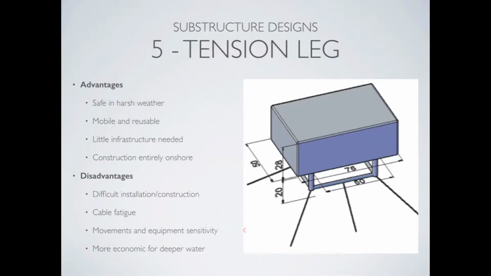The tension leg platform is a floating platform which is held in place using mooring lines. After the anchors connecting the cables to the seabed are constructed, the structure is floated and fixed to position. This structure does not require much infrastructure. It is mobile and can therefore be used in multiple locations. However, there is a risk of cable fatigue and it provides better results in deeper water.